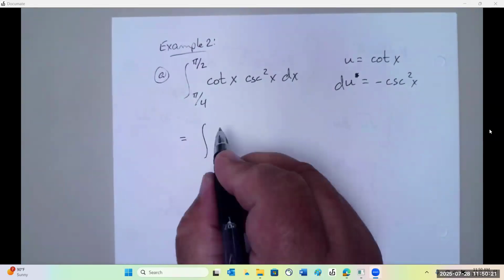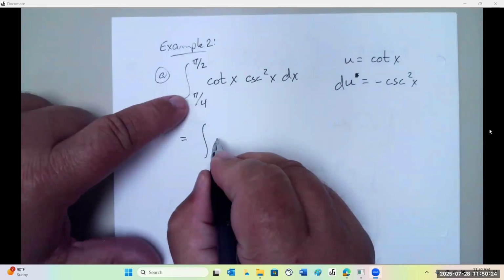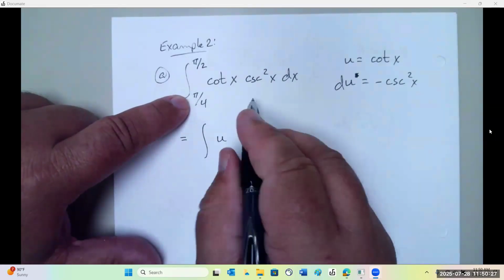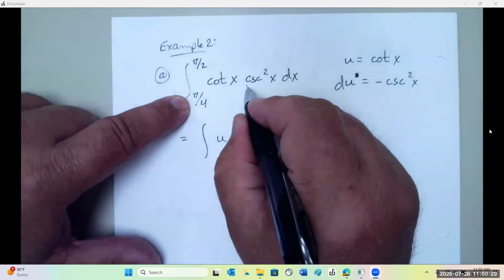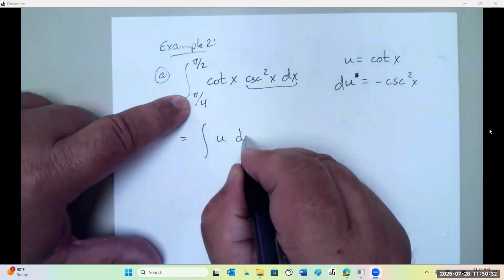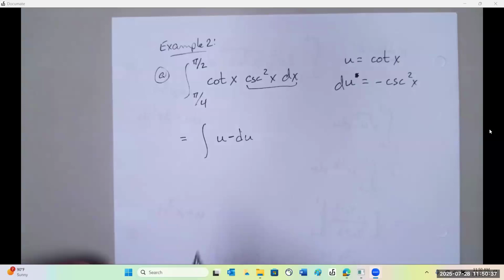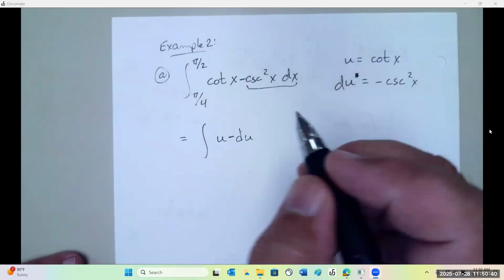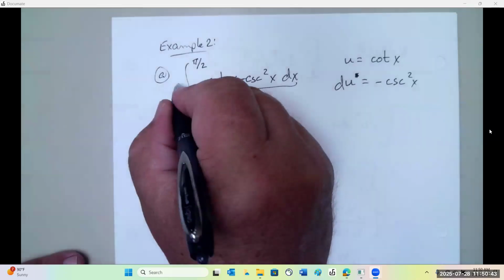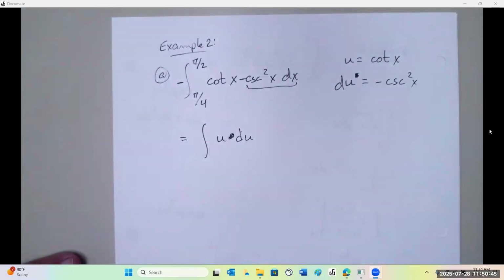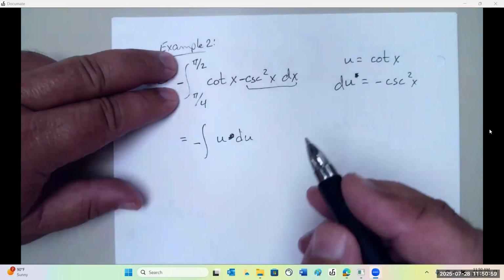So what we have to do, our cotangent is our u, and cosecant x dx we can call our du, but we need to have a negative inside there, because we need to have negative cosecant, which means we have to have a negative out in front. So we have to have a negative out in front here. Now we just have to find the new bounds of integration.